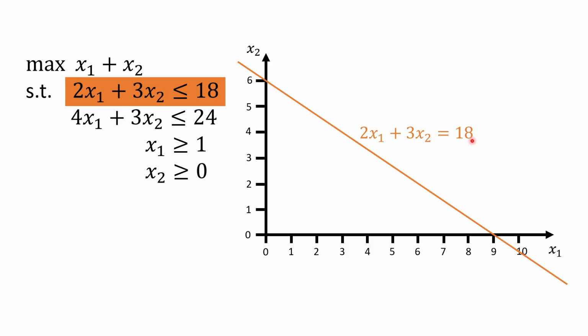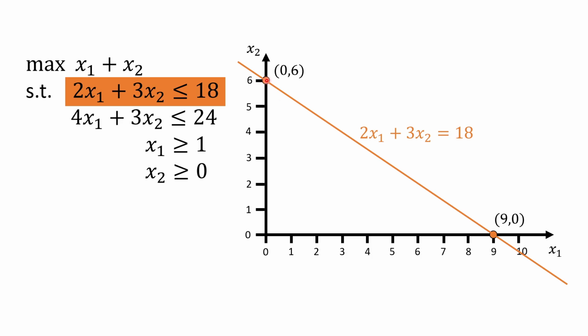Okay, how do you find this line now? Well, one simple way of doing that is to find 2 points on this line and then connect them. So for example, you can take the point 0, 6. This point satisfies this equality. And you can take the point 9, 0 that also satisfies this equality and connect them with the line.